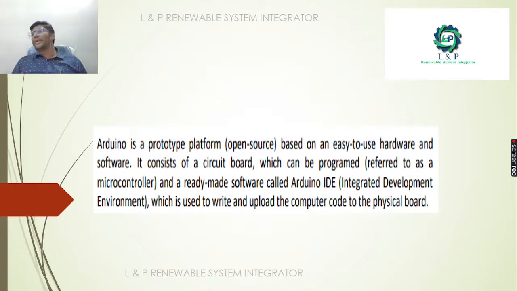What is Arduino? Arduino is nothing but a prototype platform. It is open source based and easy to use hardware and software. It consists of a circuit board which can be programmed. It looks like a microcontroller, and it has a ready-made software called Arduino IDE, that is Integrated Development Environment, which is used to write and upload the computer code to the physical board.